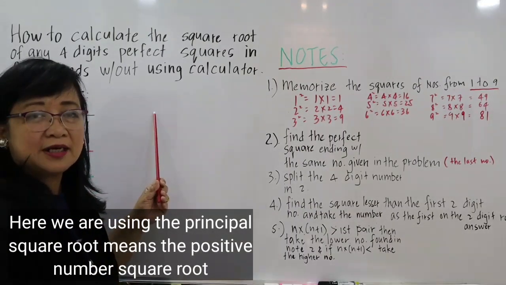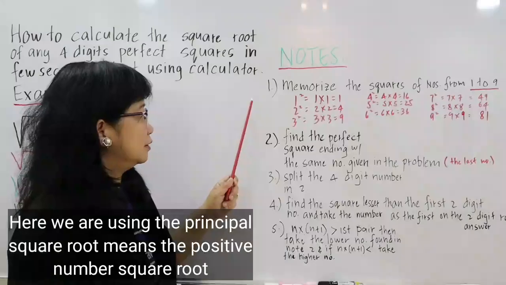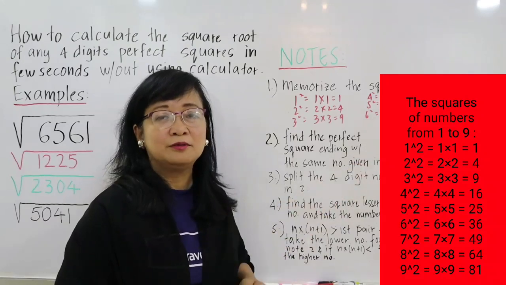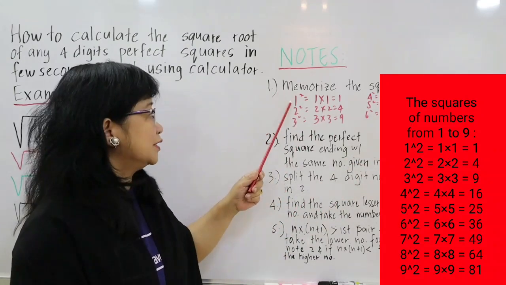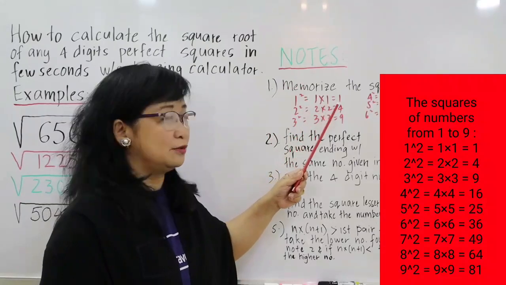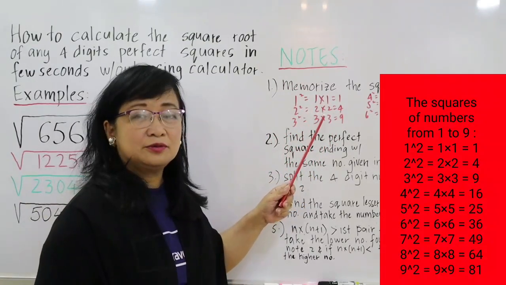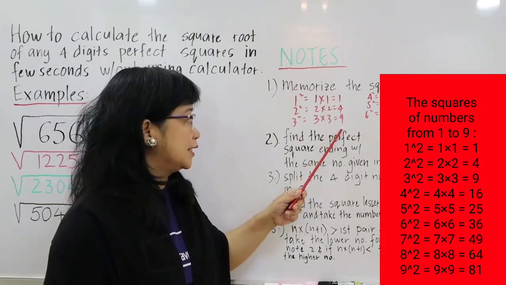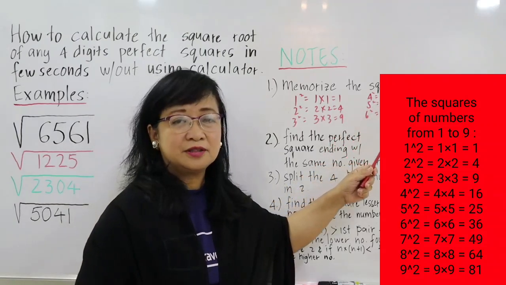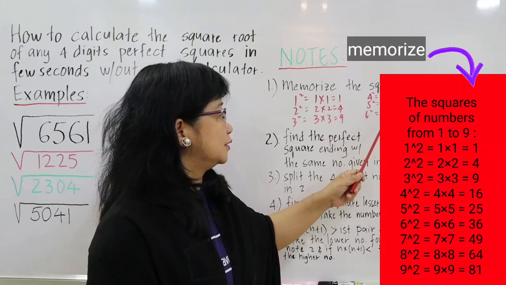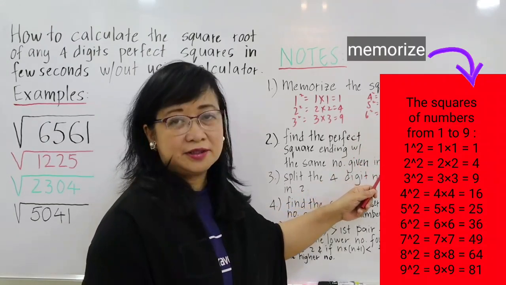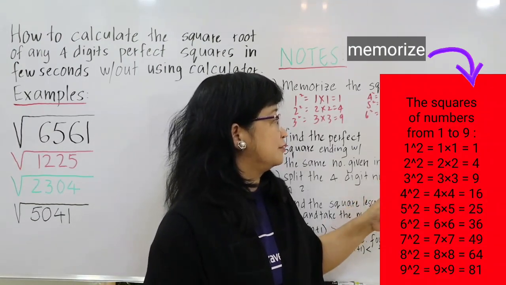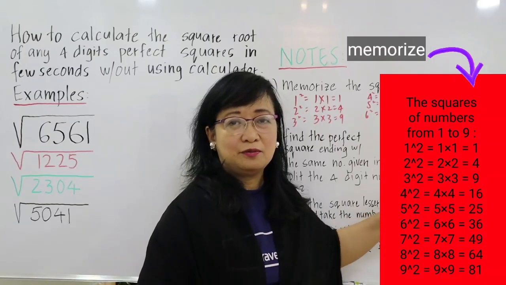So before we can solve this kind of problem, we have the keynotes to follow. First, you have to memorize the squares of numbers from 1 to 9. What do you mean by this one? For example, 1 squared or 1 times 1 is equal to 1. 2 squared is 2 times 2 is equal to 4. 3 squared can be written as 3 times 3 is equal to 9. 4 squared is 4 times 4 is equal to 16. 5 squared is equal to 25. 6 squared is equal to 36. 7 squared is equal to 49. 8 squared is equal to 64. And 9 squared is equal to 81.